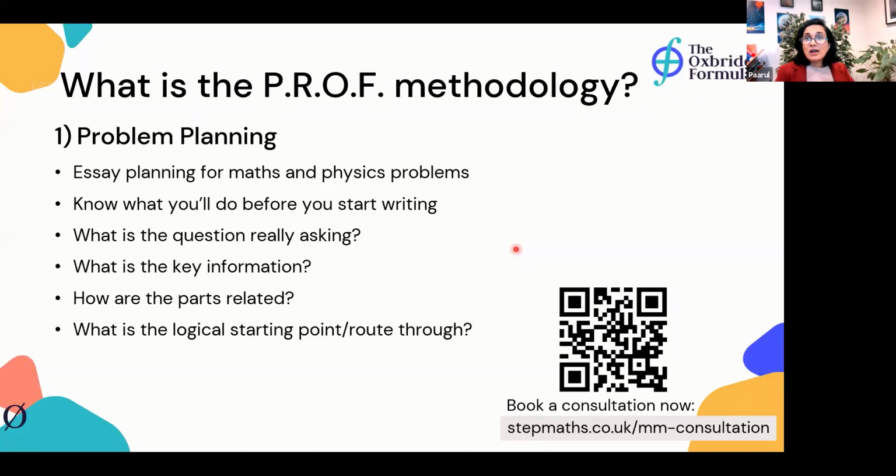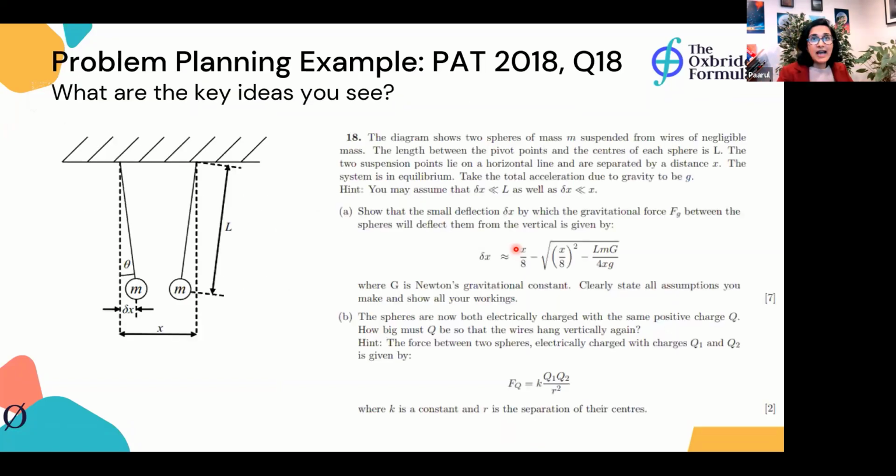These are the questions that we ask during problem planning. Now, we asked you to plan 2 questions. We had one on 2 masses on strings and also a graph sketching question. I'm going to go to the next slide where you're going to see one of those questions, but I would love to hear from you in the chat. When you saw this question, tell me what some of the thoughts were that came into your mind.